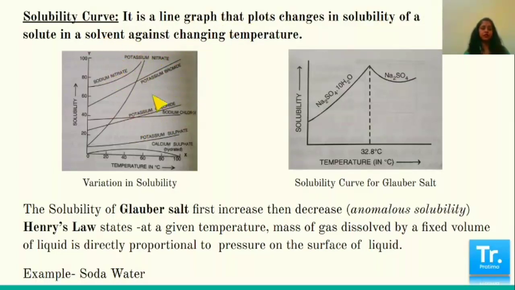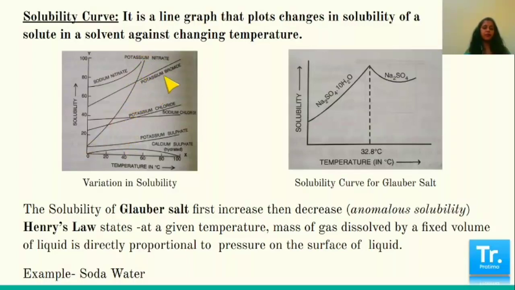Now here the solubility is shown with many different salts like potassium nitrate, sodium nitrate, potassium bromide, sodium chloride, potassium chloride, and so on. And you see each line graph will tell you their solubility. Like if you talk about sodium chloride, the solubility increases, but it is very little. When we talk about potassium nitrate, it increases, but it increases at a very high temperature.